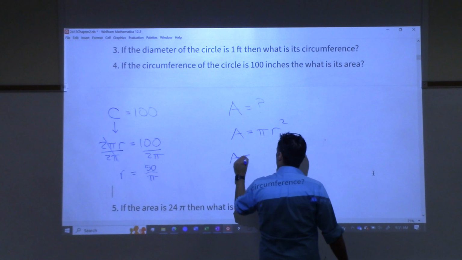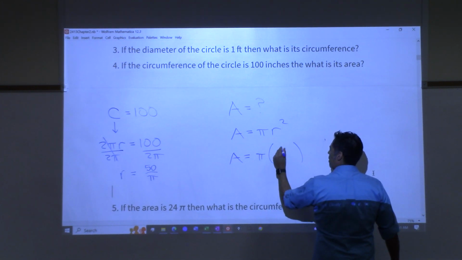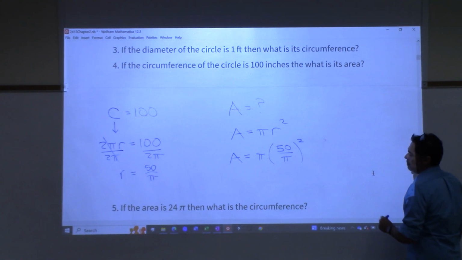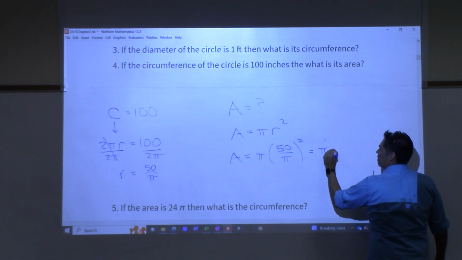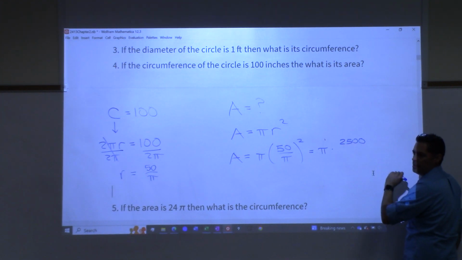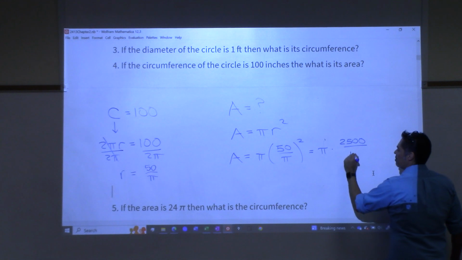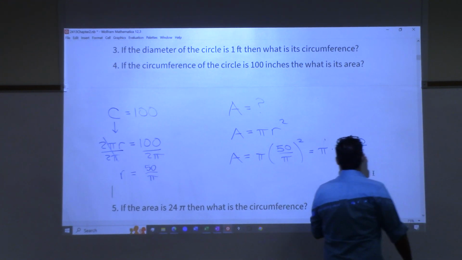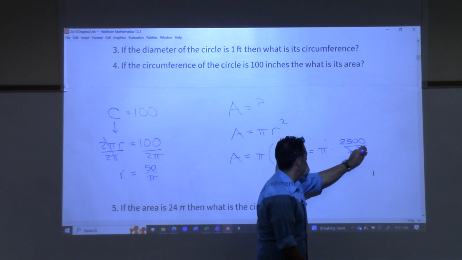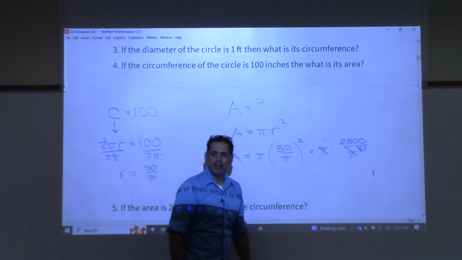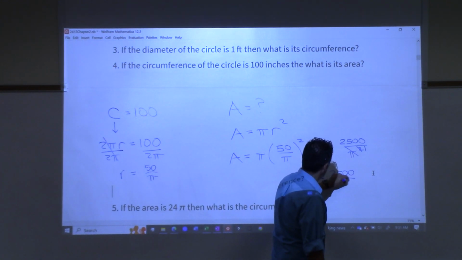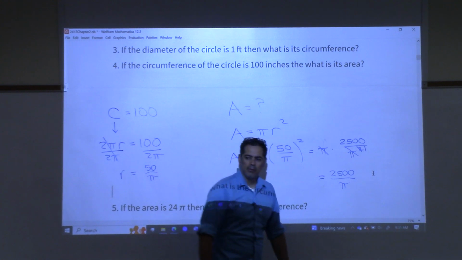Once I know my radius, I can get the area now, right? So the area would be pi times the radius, which we just said is 50 over pi, but that's squared. Let's go ahead and square that. Pi times, when you square 50, you get 2,500. And when you square the bottom, you get pi squared. Then you can reduce, since there are 2 factors of pi, so it becomes a 1 and that pi goes away. So you just get 2,500 over pi. Y'all with me or not?